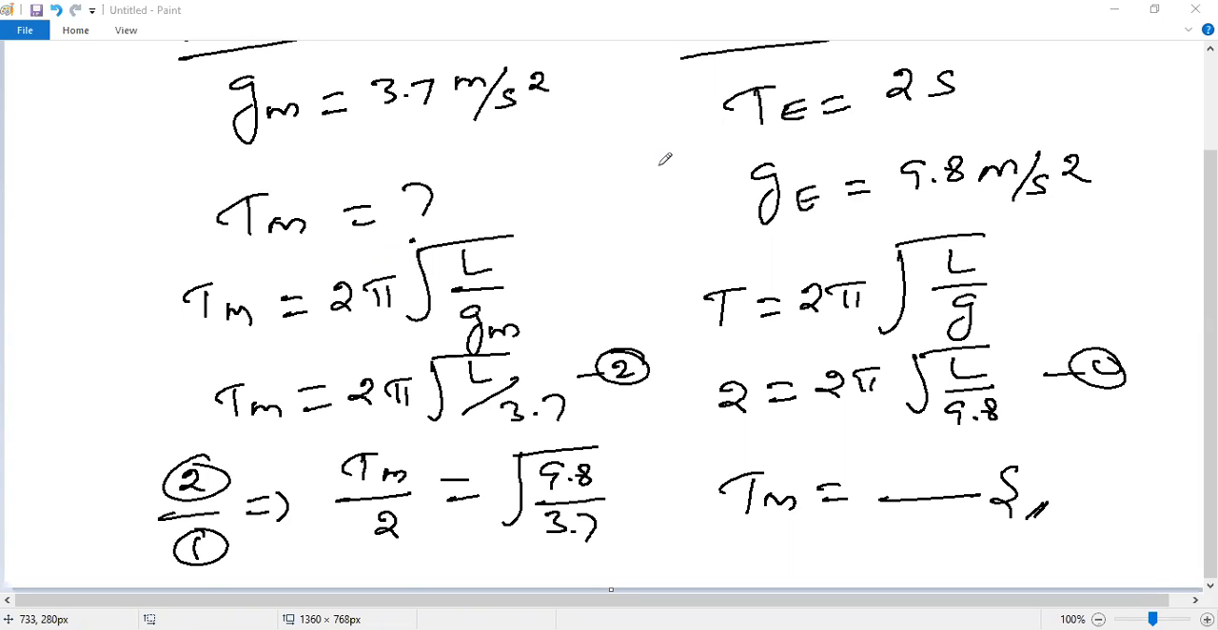In this question, G is the only difference. In case some other question, the capital L it is there, no? L is different means we can compare like this. Yes, the Tm value is 3.25 seconds. Please note it.